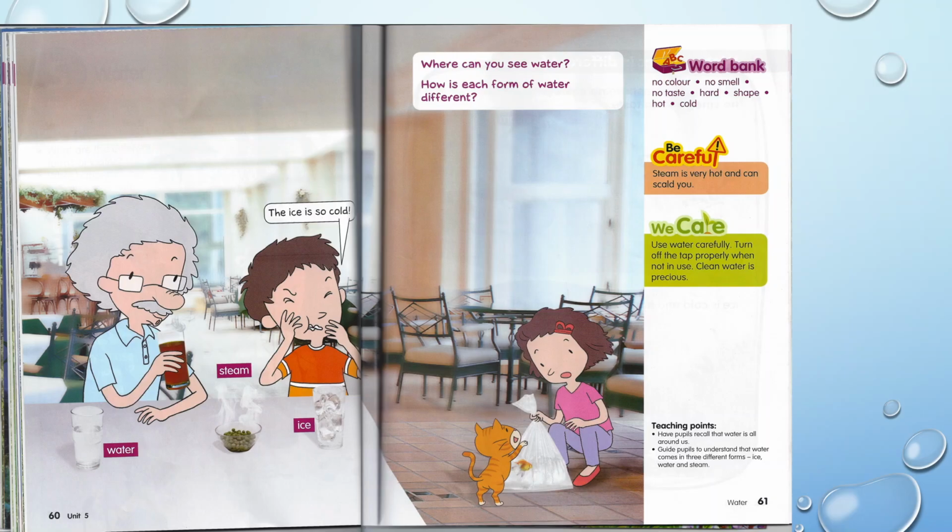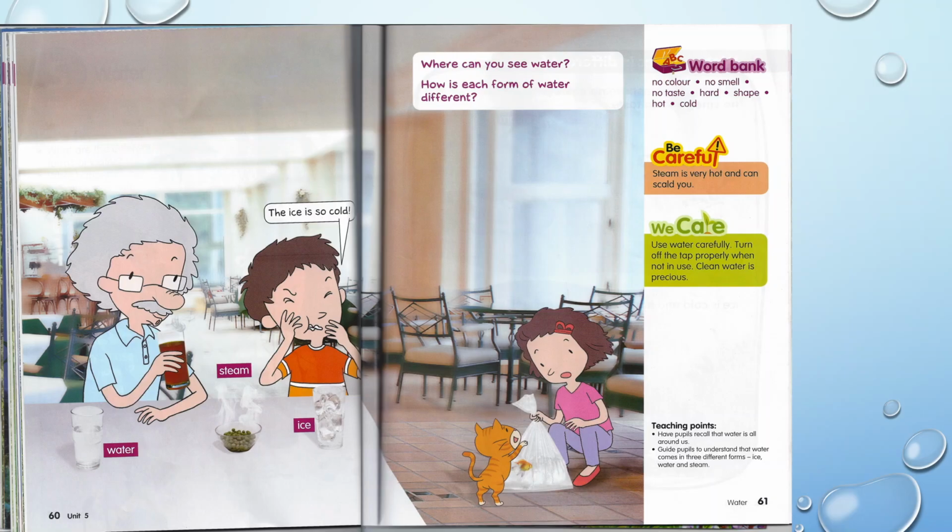Something very important that you have to understand about water are some characteristics of water in every form. Water as liquid, water as solid or ice, water as gas or steam. In the three forms, which are the three states of matter, we can say that water has no color, no smell, no taste. Also, we have in the Word Bank the words hard, shape, hot, and cold. These words can be important for the project, so use them.